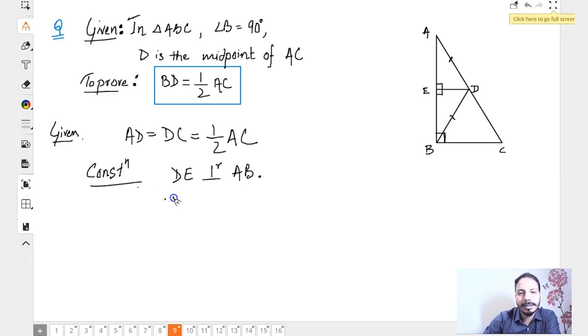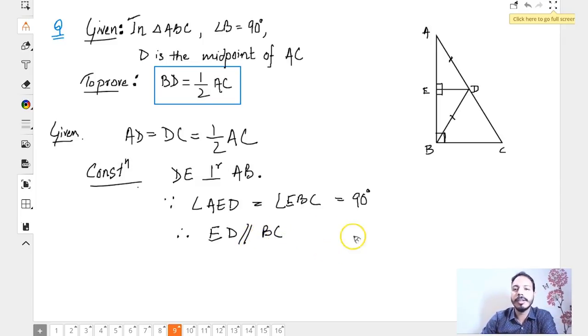That means since angle AED is equal to angle EBC and both are equal to 90 degrees, I can say that these are corresponding angles, right? When AB is the transversal. So from here I can say therefore ED is parallel to BC, right? As these two are corresponding angles. So now what?